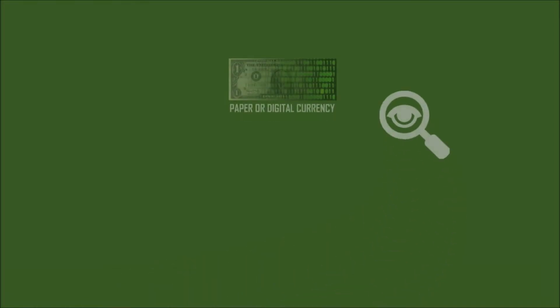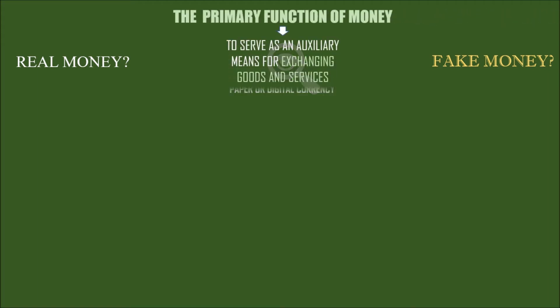The easiest way to detect if paper or digital currency is real money or fake money is to check whether it can perform the primary function of money, which is to serve as an auxiliary means for exchanging goods and services. Real money is capable of performing this function, while fake money is not.